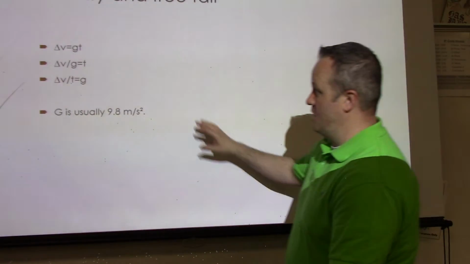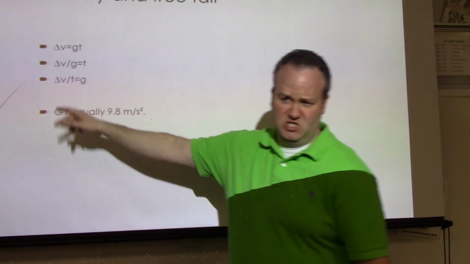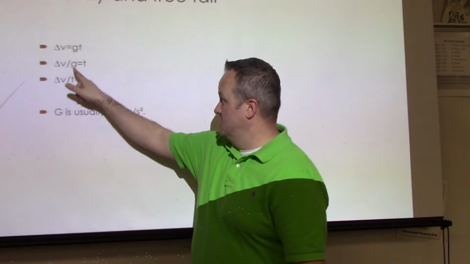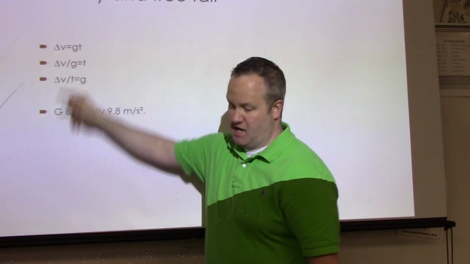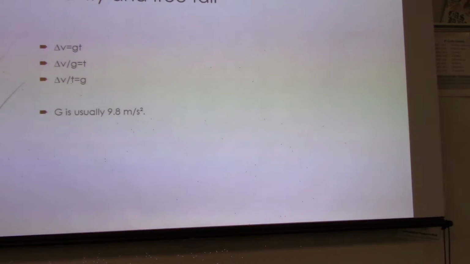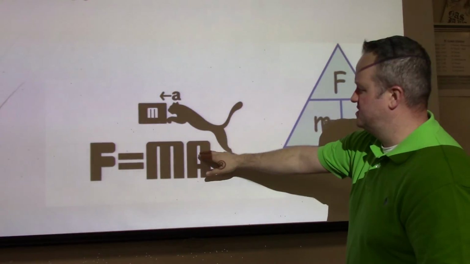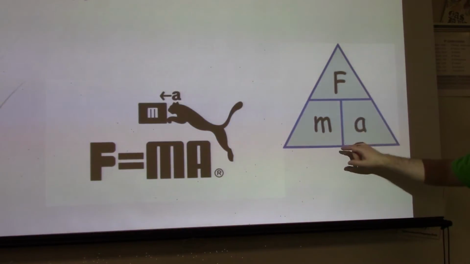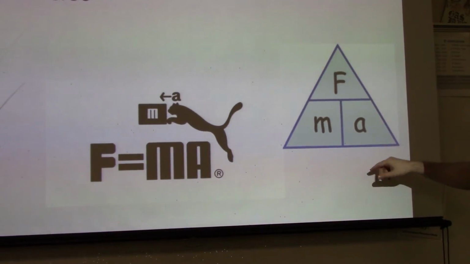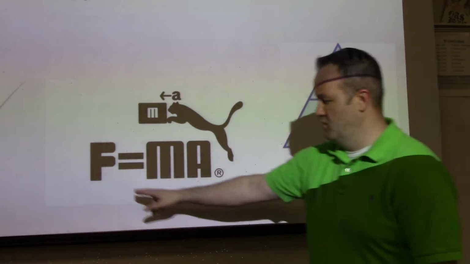So make sure that you're able to use all of these formulas up here as well. And again, the delta symbol represents change. So this means change in velocity is equivalent to the gravitational acceleration times time. All right. And then the last one, force. Force is equivalent to mass times acceleration. We can also represent that in a triangle. So you can see that force divided by mass is acceleration. Force divided by acceleration is mass. And then these two multiplied together is equivalent to force.